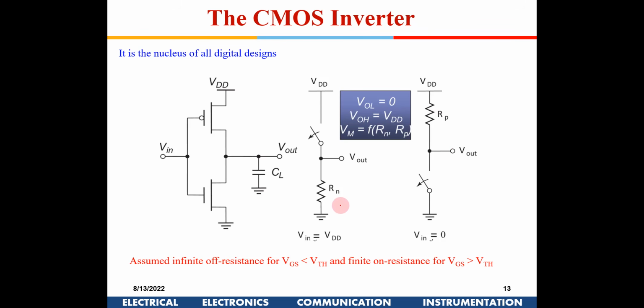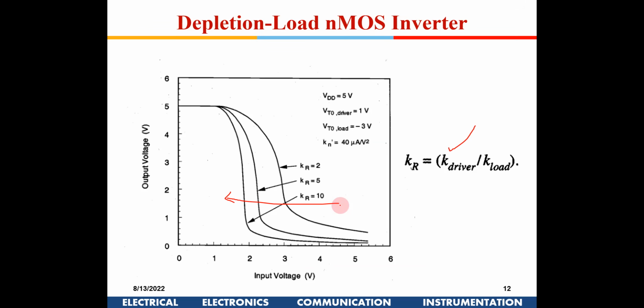Sir, the characteristic curve between V out and V in for PMOS as a current source, will it be the same as for RL, or will it be different? It will be different. We are going to see that now.